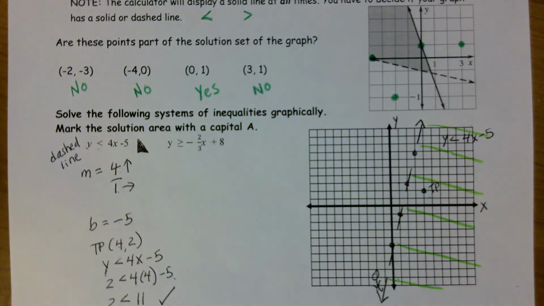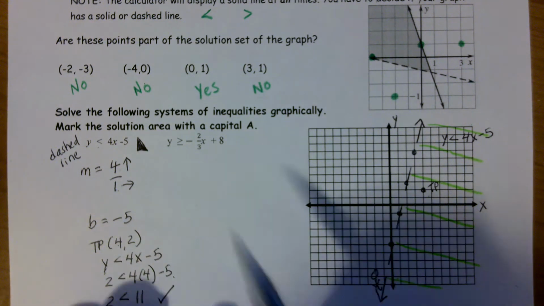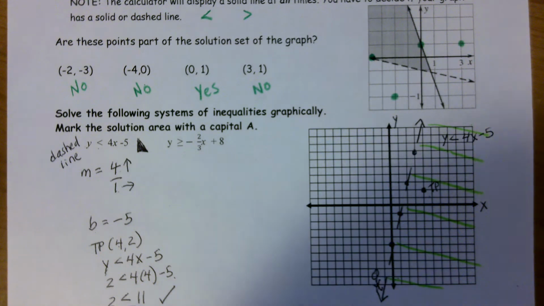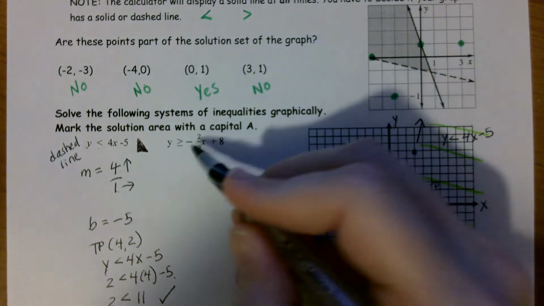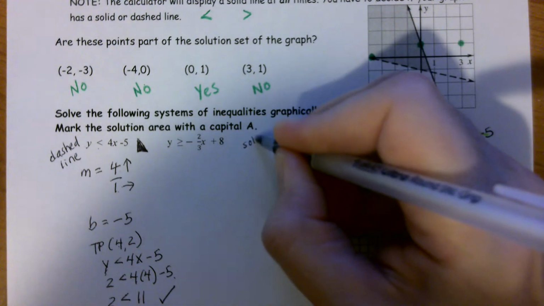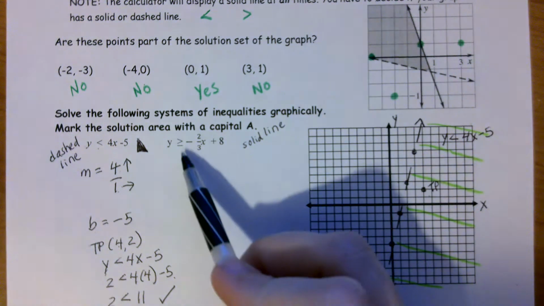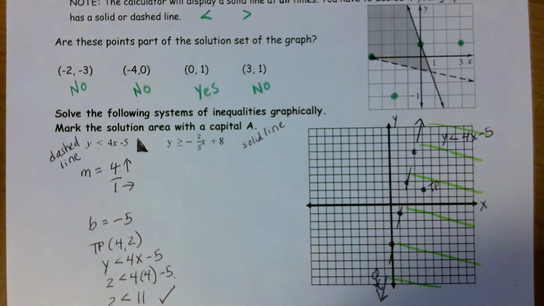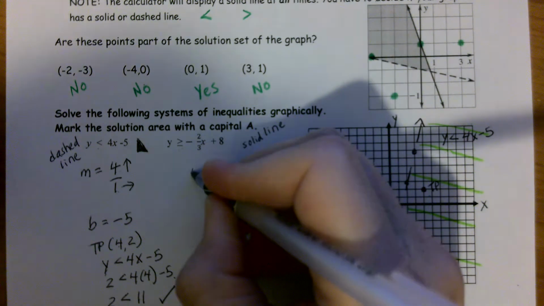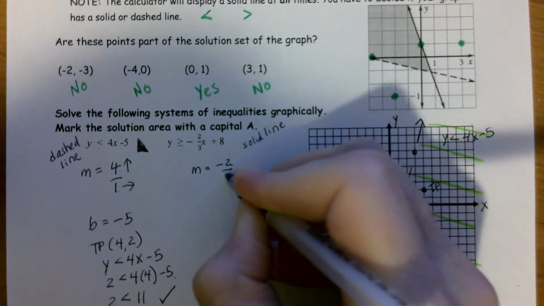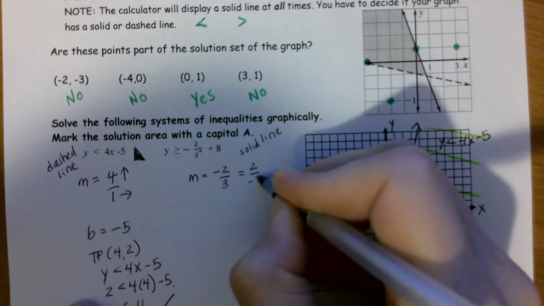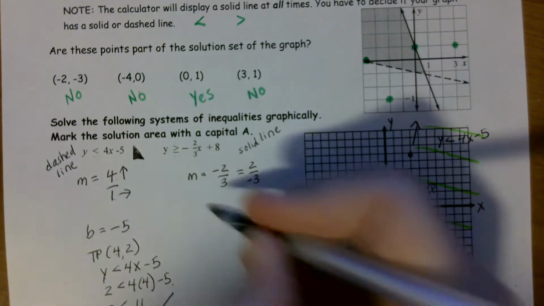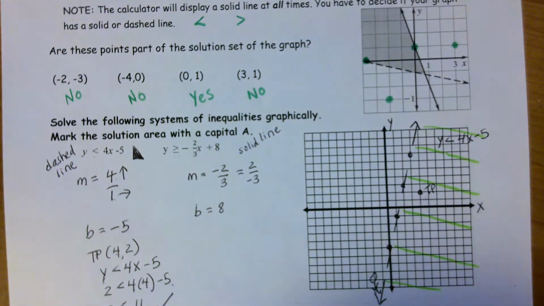Okay, I graphed one linear inequality. Now we're going to graph another one. This is y is greater than or equal to negative 2/3 x plus 8. It's ready to be graphed because y is isolated. This is going to be a solid line, so I'll write a reminder to myself. My boundary line is solid because I have that line underneath. My slope is negative 2 over 3. You could also write 2 over negative 3. It's your choice. And your y-intercept is 8.